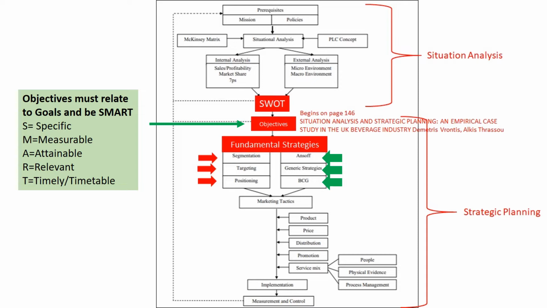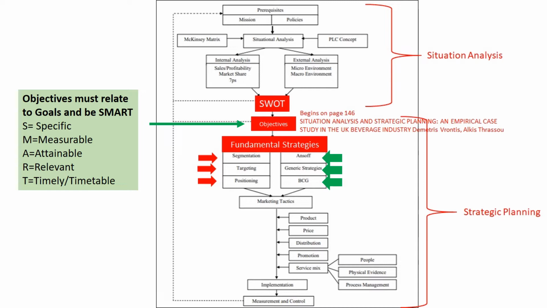It is from an article entitled Situation Analysis and Strategic Planning: an empirical case study in the UK beverage industry, and was authored by Veroutas and Trousseau. Your focus for this phase of the project begins with the objectives, which are indicated in the red block. Please note the objectives need to be SMART, that is, specific, measurable, attainable, relevant, and timely, or have a timetable.